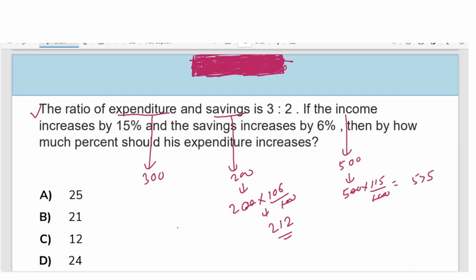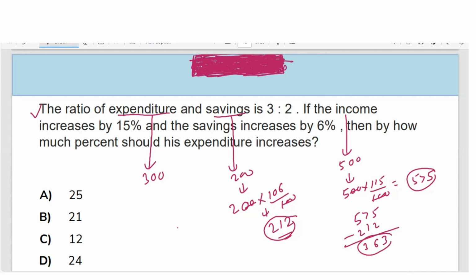Now my question: by how much percent should the expenditure increase? Here the income is already new, and the saving is the new saving. So income minus saving is the expenditure. Income is 575 and the saving is 212. When you subtract, 5 minus 2 is 3, 7 minus 1 is 6, and 5 minus 2 is 3. That is 363, the expenditure.